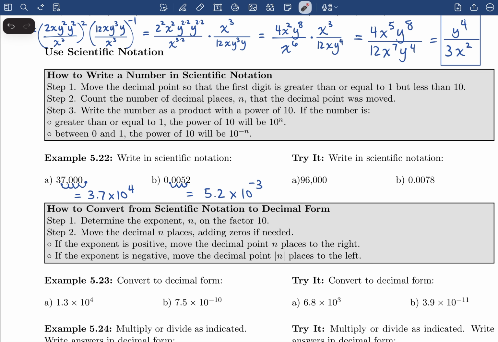All right, so we just went from a normal number into scientific notation. How do I convert back? Okay, so how to convert from scientific notation to decimal form? Well, step 1, determine the exponent n on the factor of 10. Step 2, move the decimal n places, adding zeros if needed. Now, if the exponent is positive, move the decimal point n places to the right. If the exponent is negative, move the decimal place the absolute value of n places to the left.